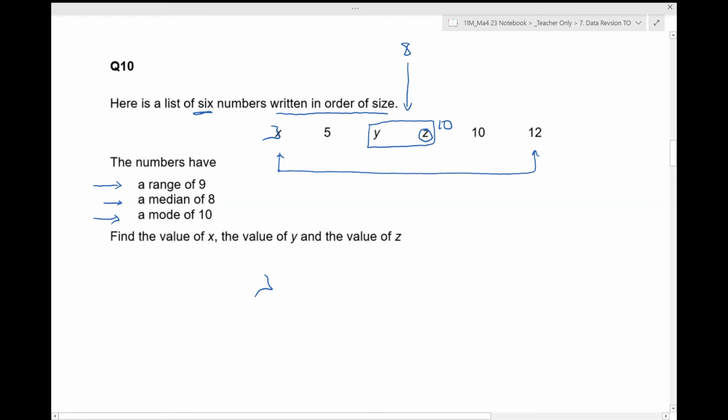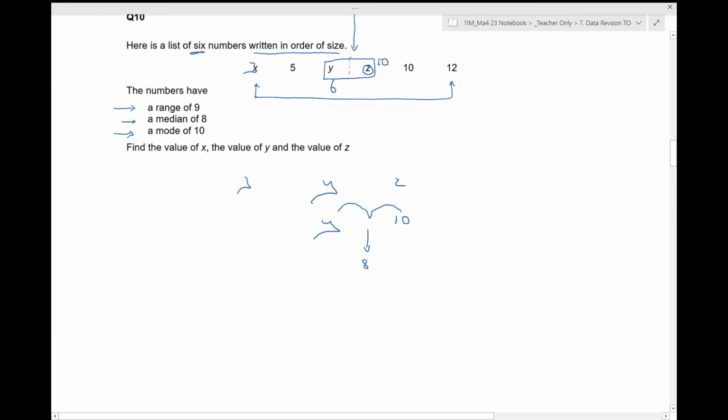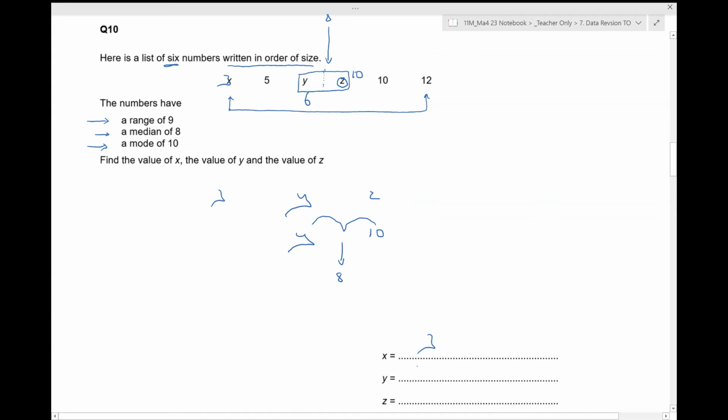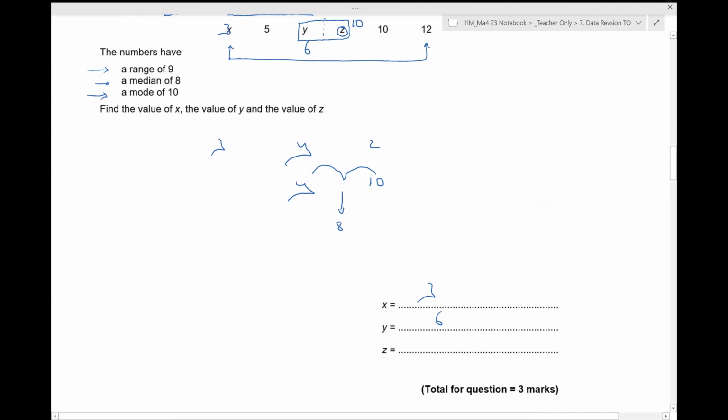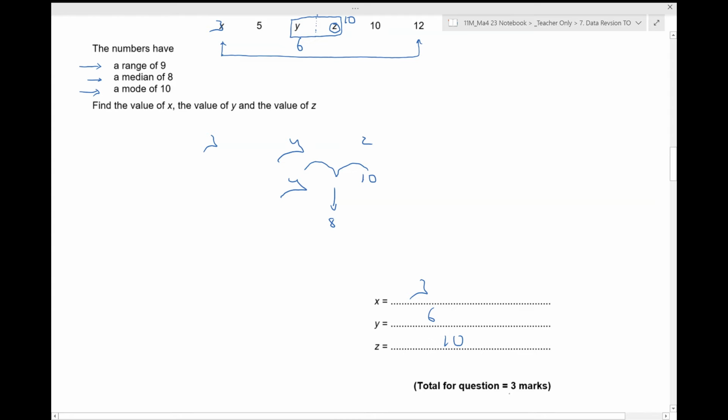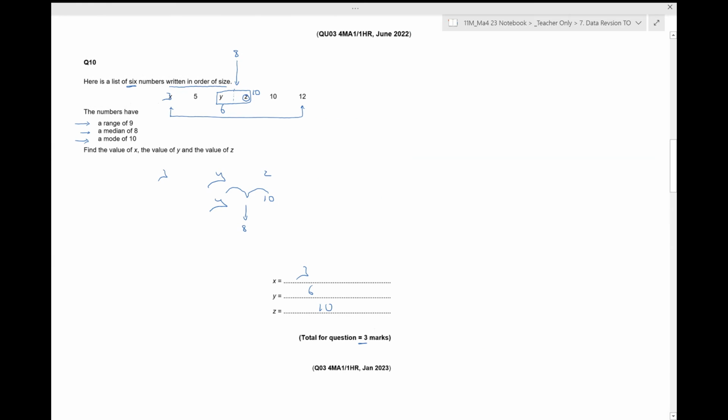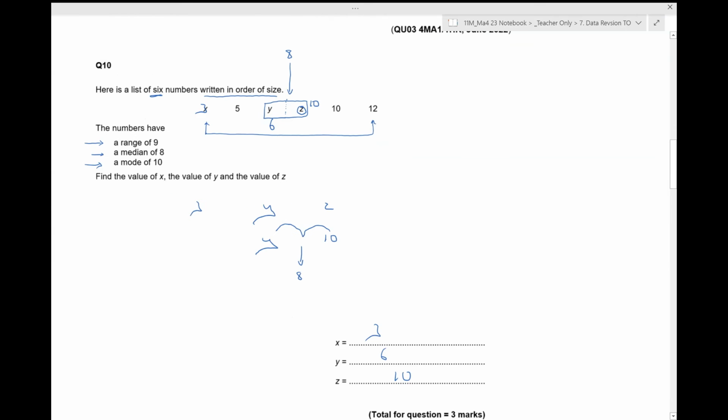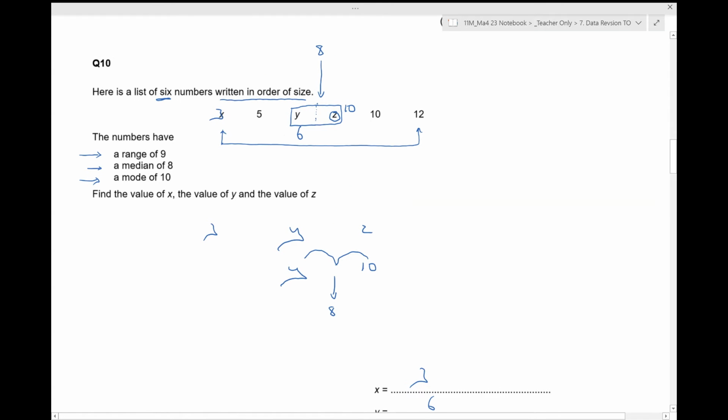Now, does that help me? Because I know that the median is 8. So halfway between y and 10 is the number 8. Well, that's a gap of 2, so that would have to be a gap of 2. So y would have to be 6. So I've now got everything, haven't I? I've got x is 3, y is 6, and z is 10. And importantly, I've got 3 marks in January 23's 1HR paper. There you go. Right, question 10 sorted.